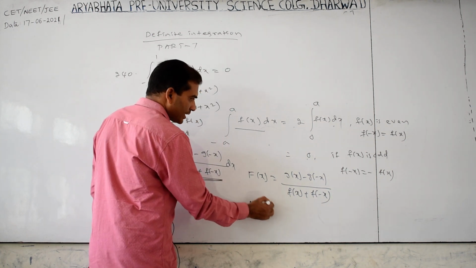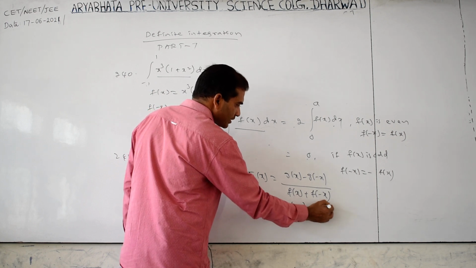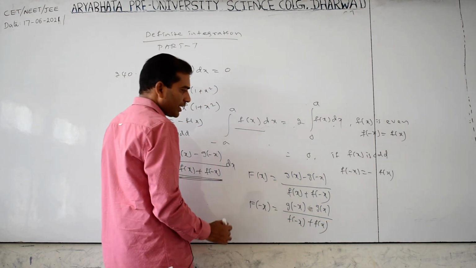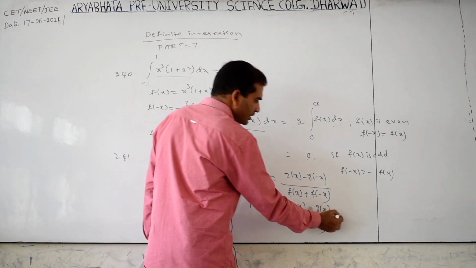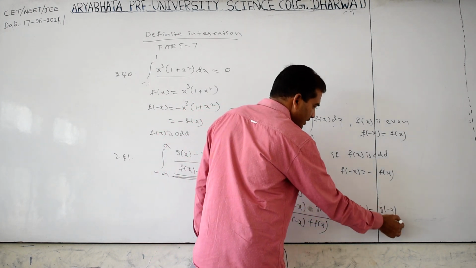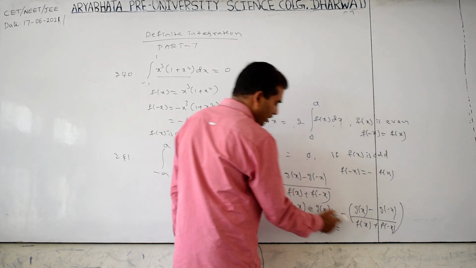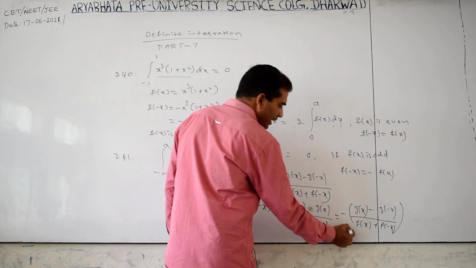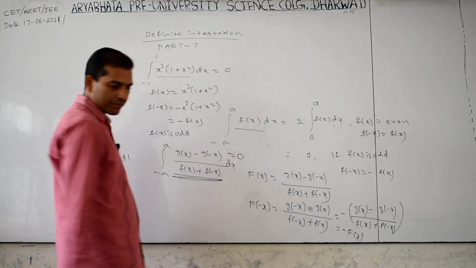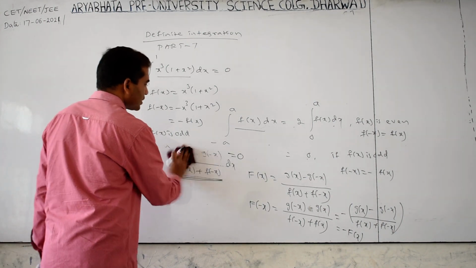Put x equal to minus x: g of minus x minus g of x divided by f of minus x plus f of x, right? Here take minus common, which is equal to minus of g of x minus g of minus x by f of x plus f of minus x, which is equal to minus capital F of x. So this value becomes 0 because it is an odd function. Understood? You check whether it is odd or even in this interval.